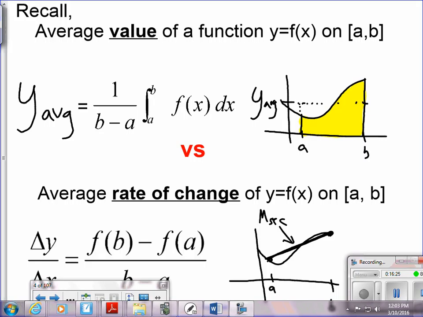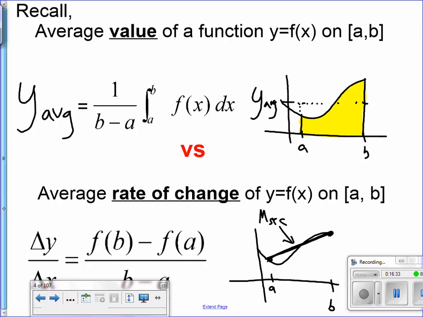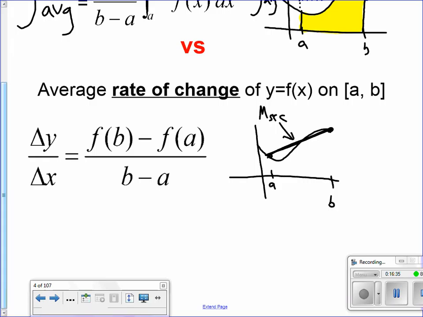Okay, so that's how you find the average value of a function. You just get the definite integral and multiply by 1 over b minus a. Now, if you're asked for the average rate of change of a function over a closed interval, you're talking about the average slope, not the average y value. The slopes are changing between a and b. The average rate of change is the slope of the secant. It's just the change of y's over the change of x's: f of b minus f of a over b minus a.